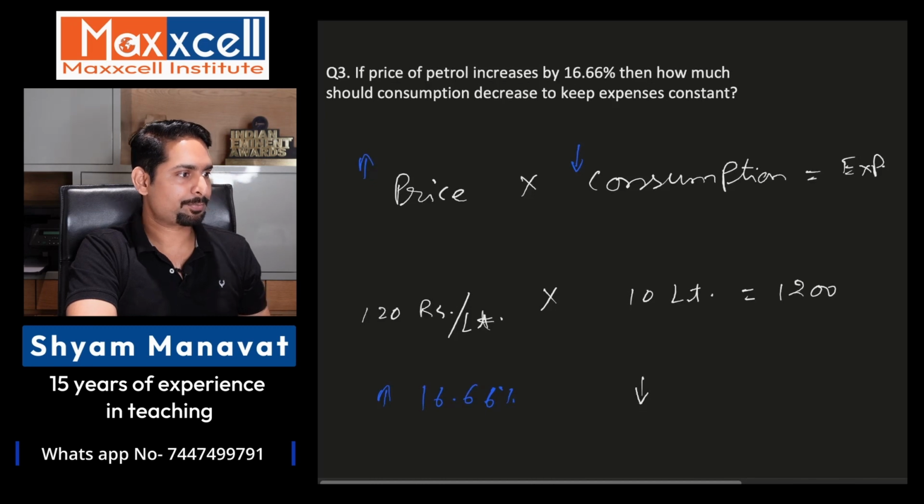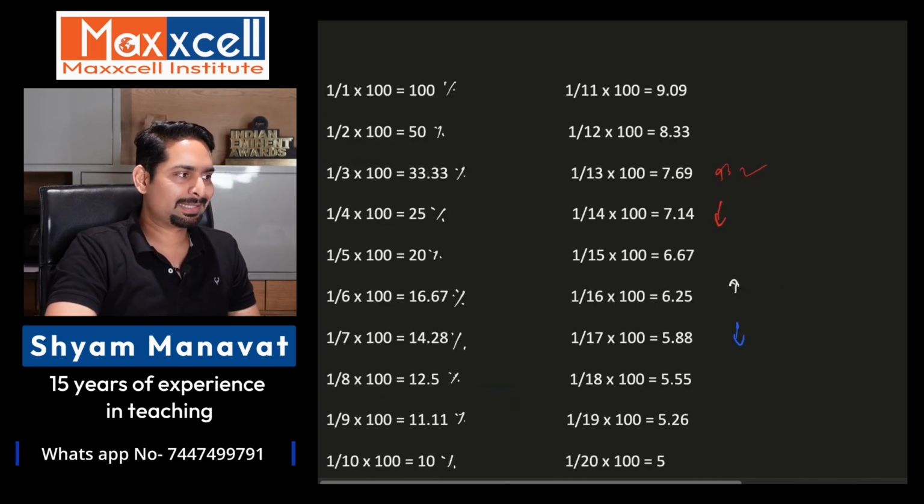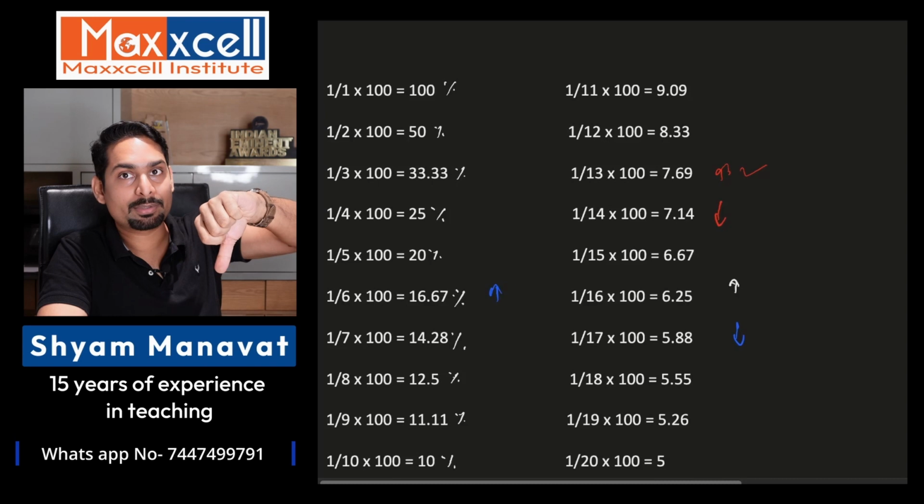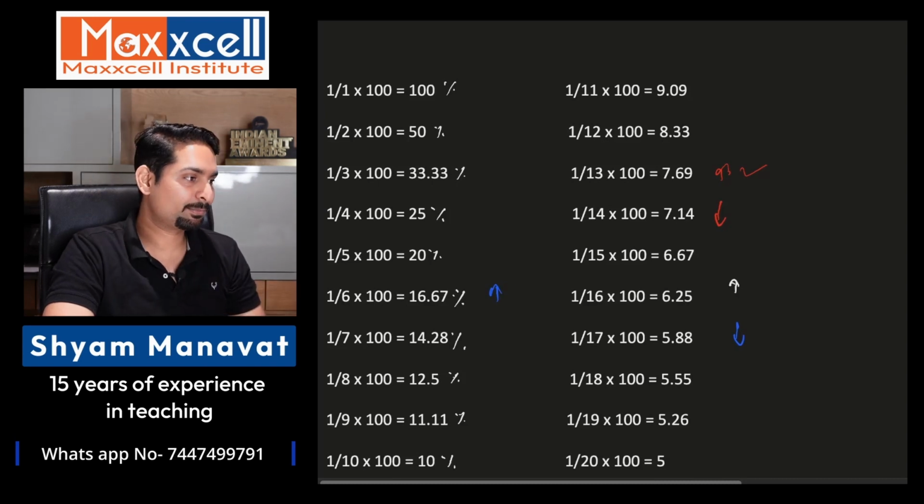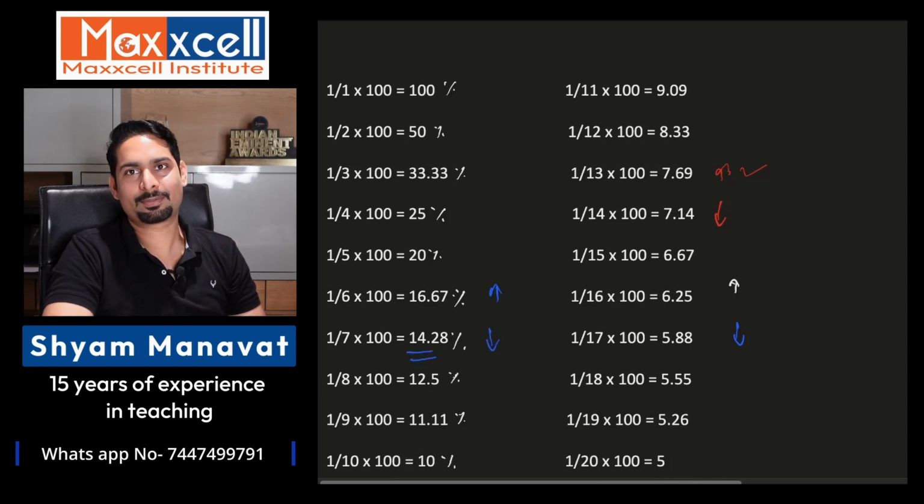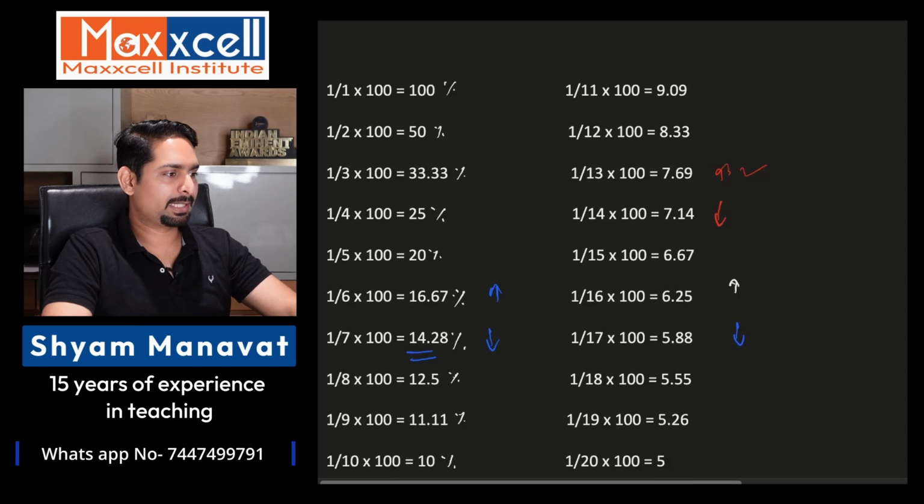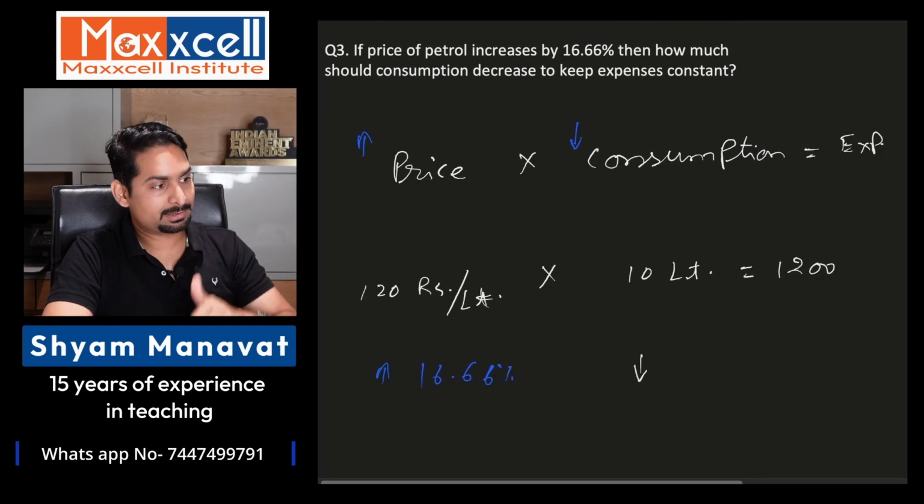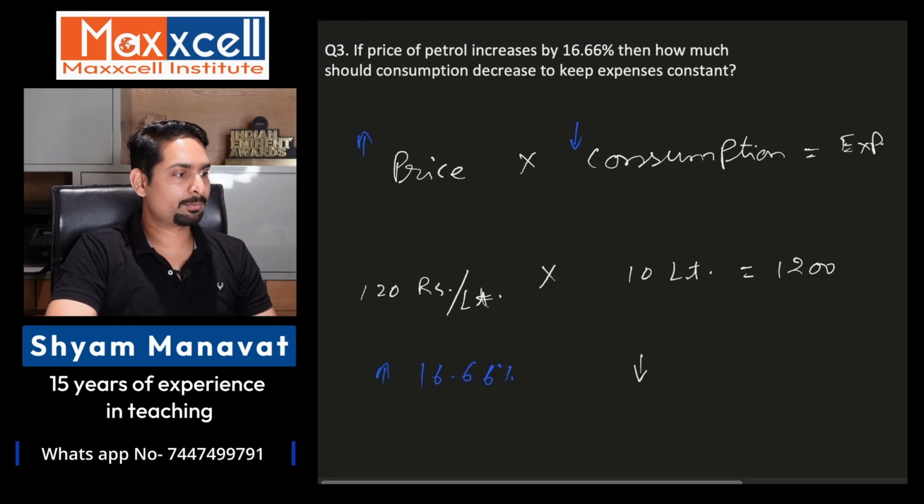Chalo, table dekhte hain. Given to us, it is increasing by 16.66%, right? So we need to find the decrease. We need to go down in the table, one step down in the table. So from 16.66, one step down in the table, the decrease value should be 14.28%. Okay. So the answer for this question: if price increases by 16.66%, consumption should decrease by 14.28%. Okay. Let's quickly see the next question.